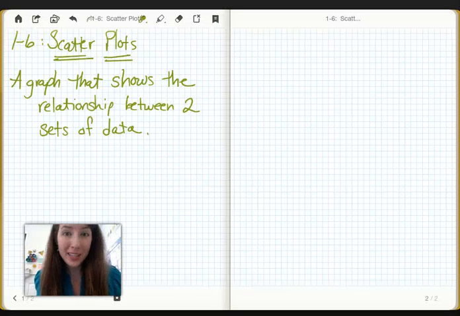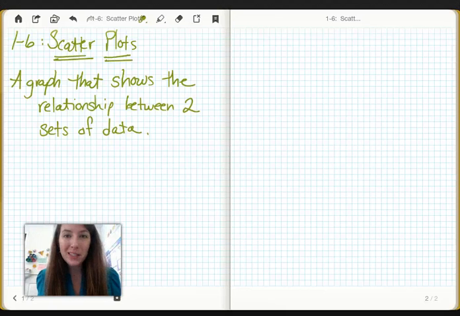We are talking about scatter plots today. So get out a sheet of paper, write down 1/6 scatter plots, and let's go ahead and get started.